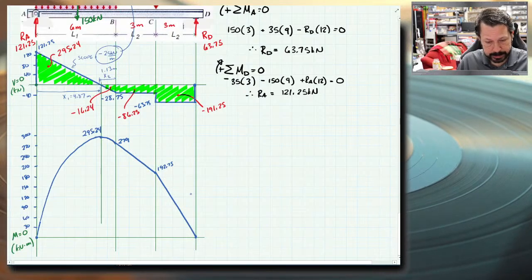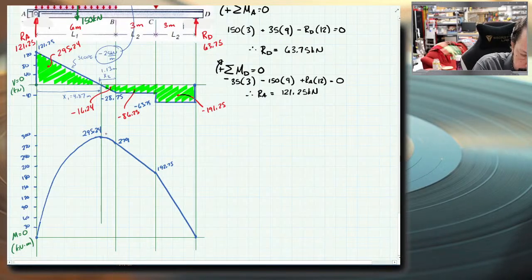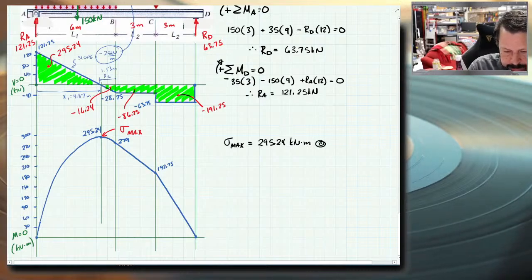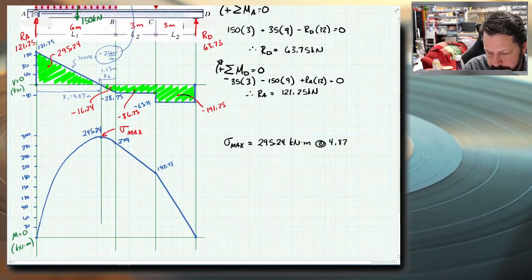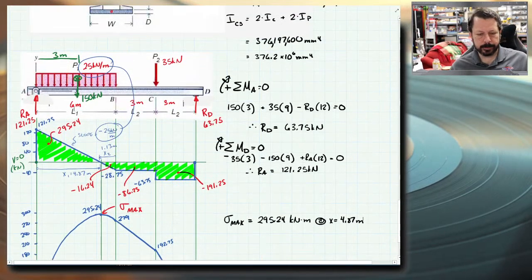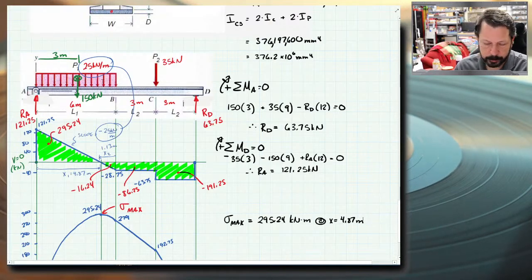All right, what we're really interested in, I'm not going to color this one in, is this point, sigma max. So sigma max equals 295.24 kilonewton meters, and that is at x equals 4.87 meters, assuming you measure from the left end of the beam. That's in the length of this distributed load. You probably would not have been able to just look at this and say the maximum bending moment is at 4.87 meters from the left end.